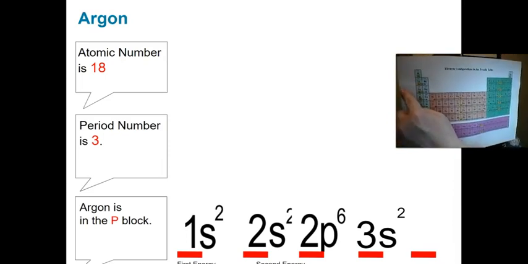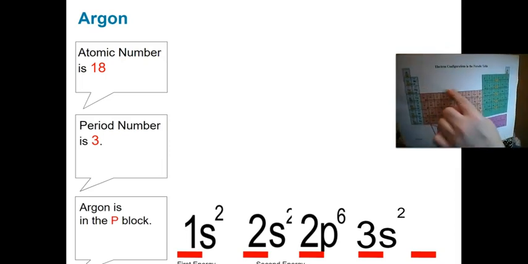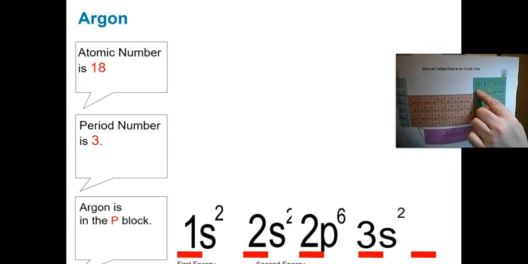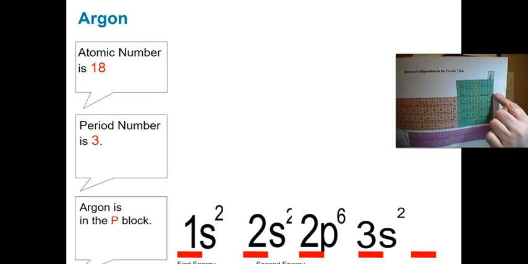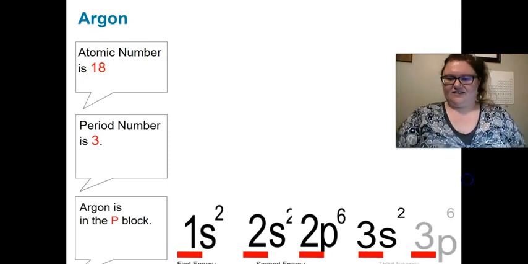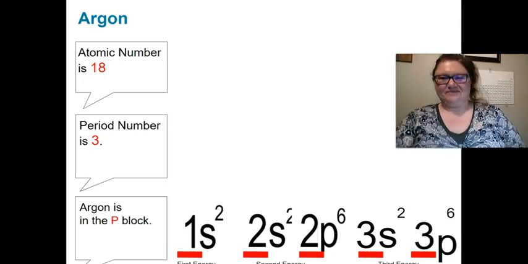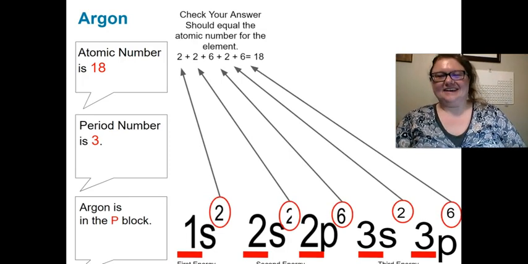We're at 3 now. 3s2. I keep going across. Now I'm in 3p, and there are 1, 2, 3, 4, 5, 6. Now I'm on argon. That's how I got this configuration you see on the screen. Now, what should we be able to do with all those superscripts? We should be able to add them and get 18. And we do.